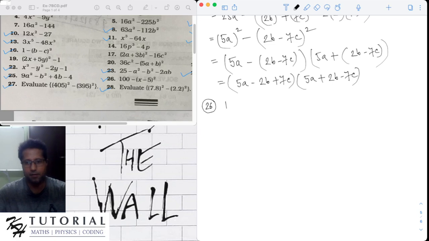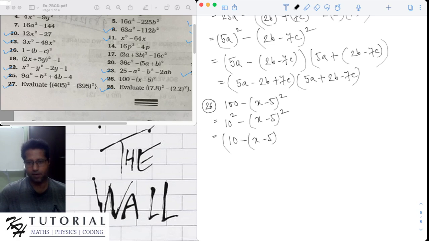26 is 100 minus x minus 5 square. So I can see it is the difference of two terms, and the second term is already in the form of a square, that is x minus 5 square. And I also know the first term is 100, which can also be expressed as a square, that is the square of 10. So I have 10 square minus x minus 5 whole square. Now I have got the form a square minus b square. So the factorization will be 10 minus x minus 5 and 10 plus x minus 5.